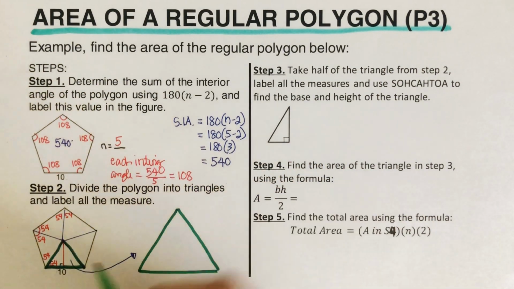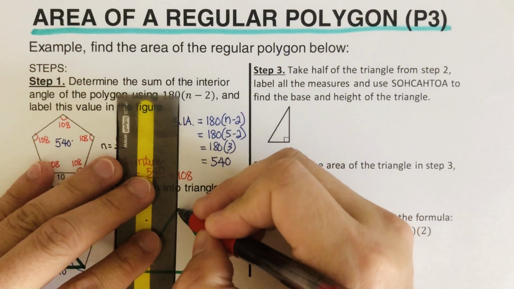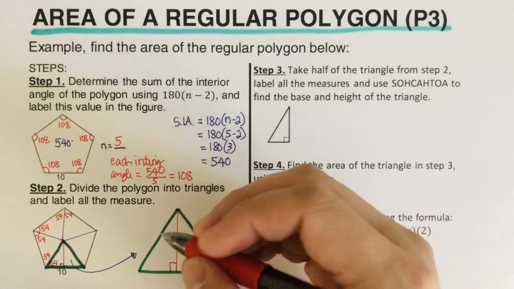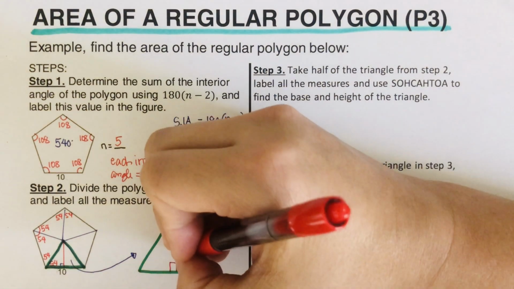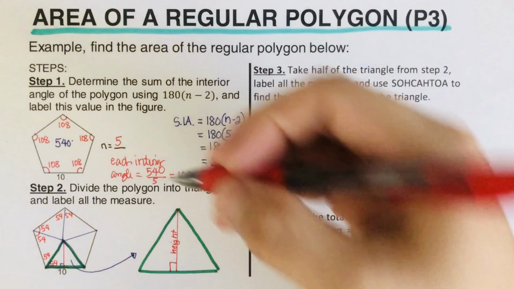So what I did was I took this piece, I put it up here. So then these are the measures for this piece. So first we have this height right here is missing. So let's name this as the height. So this is the height of this triangle.